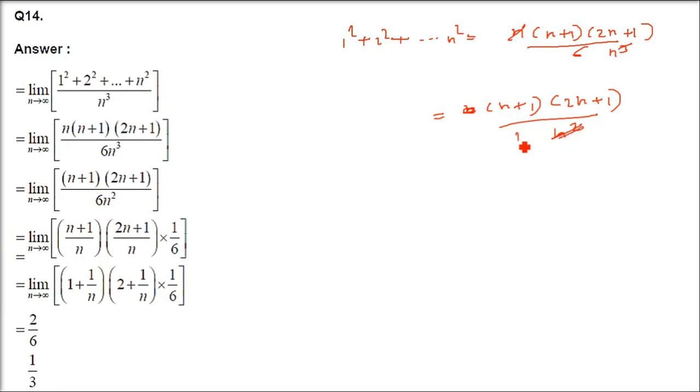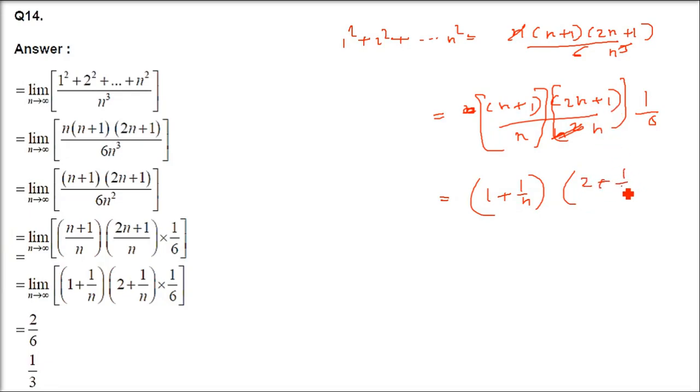So now n square you can write as n dot n. So 1n we will put below n plus 1, 1n will put below 2n plus 1. 1 by 6 we are just putting separately. So this is (n plus 1) by n and this is (2n plus 1) by n. Now divide: n by n is 1, so 1 plus 1 by n. Here you have 2n by n, so 2 plus 1 by n. Then you have 1 by 6.